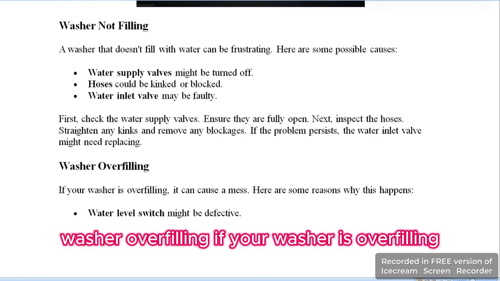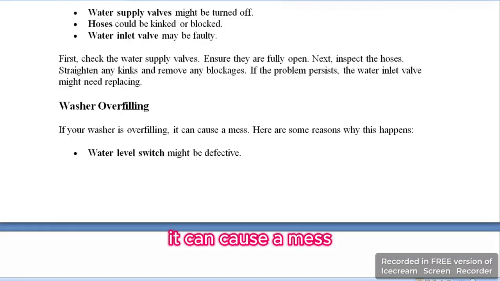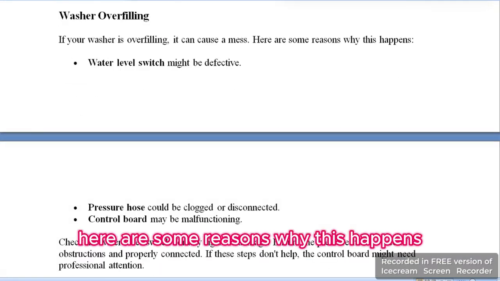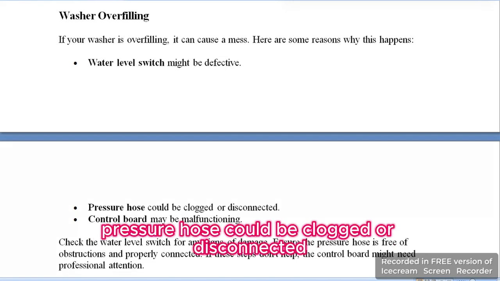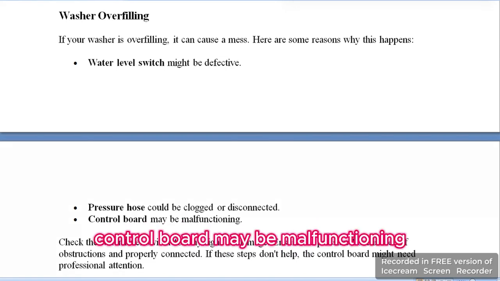Washer overfilling. If your washer is overfilling, it can cause a mess. Here are some reasons why this happens. Water level switch might be defective. Pressure hose could be clogged or disconnected. Control board may be malfunctioning.